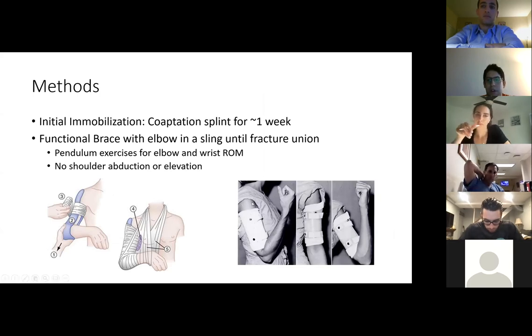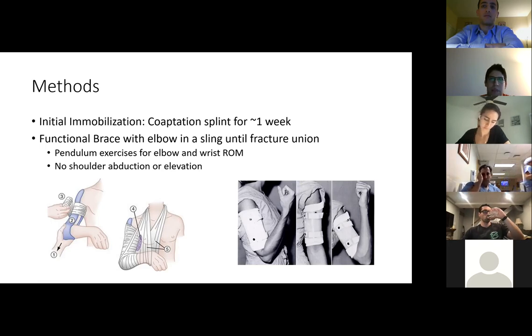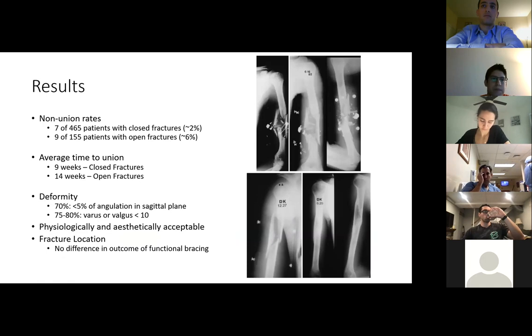And as I mentioned before, it gives you full range of motion here at the shoulder and at the elbow. And when they put them in this functional brace, they taught them how to use these pendulum exercises to be able to limit the atrophy that patients would have because they would still be able to move their elbow and their wrist. And importantly, they taught them not to abduct or elevate their shoulder because that could reduce the anatomical reduction of the fragments and would increase the angulation of the fragments.